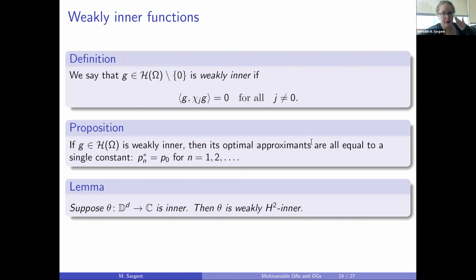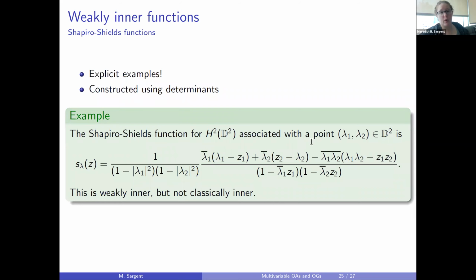Remember, if something's classically inner, it turns out it is indeed weakly inner. However, this doesn't go the other way. Weakly inner really is a different thing. In one variable, inner and weakly inner are the same. They are completely interchangeable. In several variables, we have some problems. And we were able to find some explicit examples of functions that are weakly inner, but not inner. So here we're looking at these Shapiro-Shields functions. And I'm looking at it for the Hardy space of the bidisk here. I'm just taking the 1-point Shapiro-Shields function.